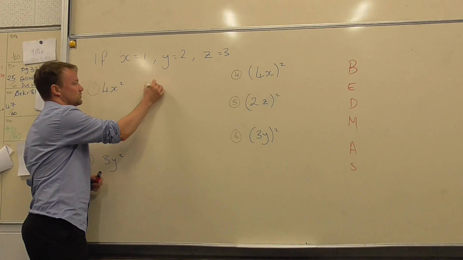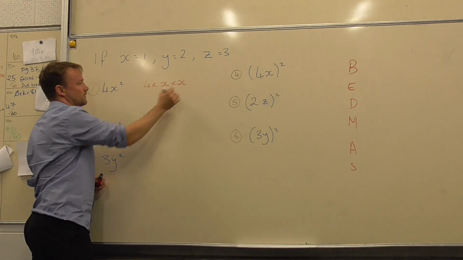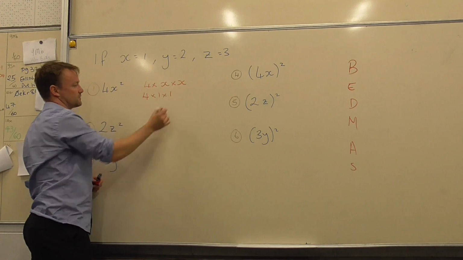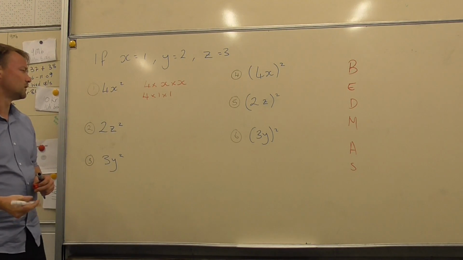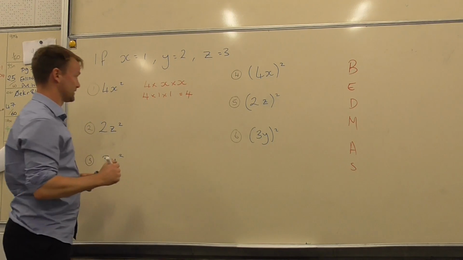How to write it out in full is 4 times x, because there's 2 of them. Then I substitute in, so 4 times 1 and times 1. Well, 4 times 1 is 4, times 1 is 4. So that's your answer to that.